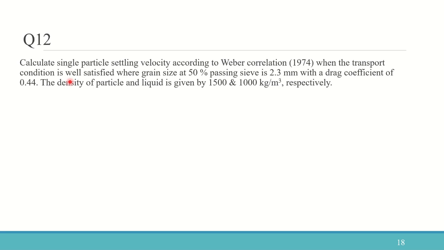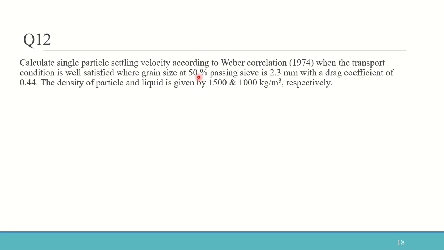So what is being asked? We are asked to find the single particle settling velocity. And which correlation are we supposed to use? We are supposed to use the Weber correlation. And when the transport condition is well satisfied, the grain size at 50% passing, D50, here is 2.3 mm and the drag coefficient is 0.44. What does a drag coefficient of 0.44 mean? It means it is in the turbulent regime. And the densities of particle and liquid are given as 1500 and 1000 kg per meter cube. That is, the liquid is water and the particle is 1500.